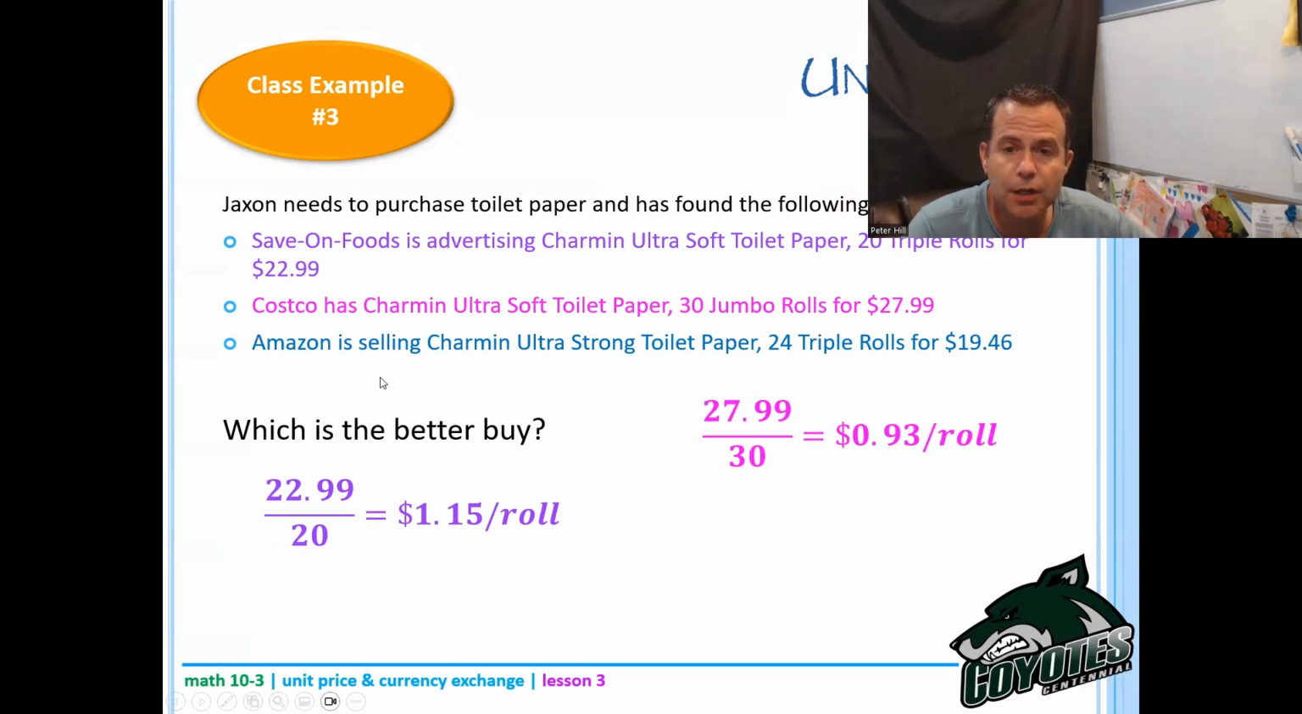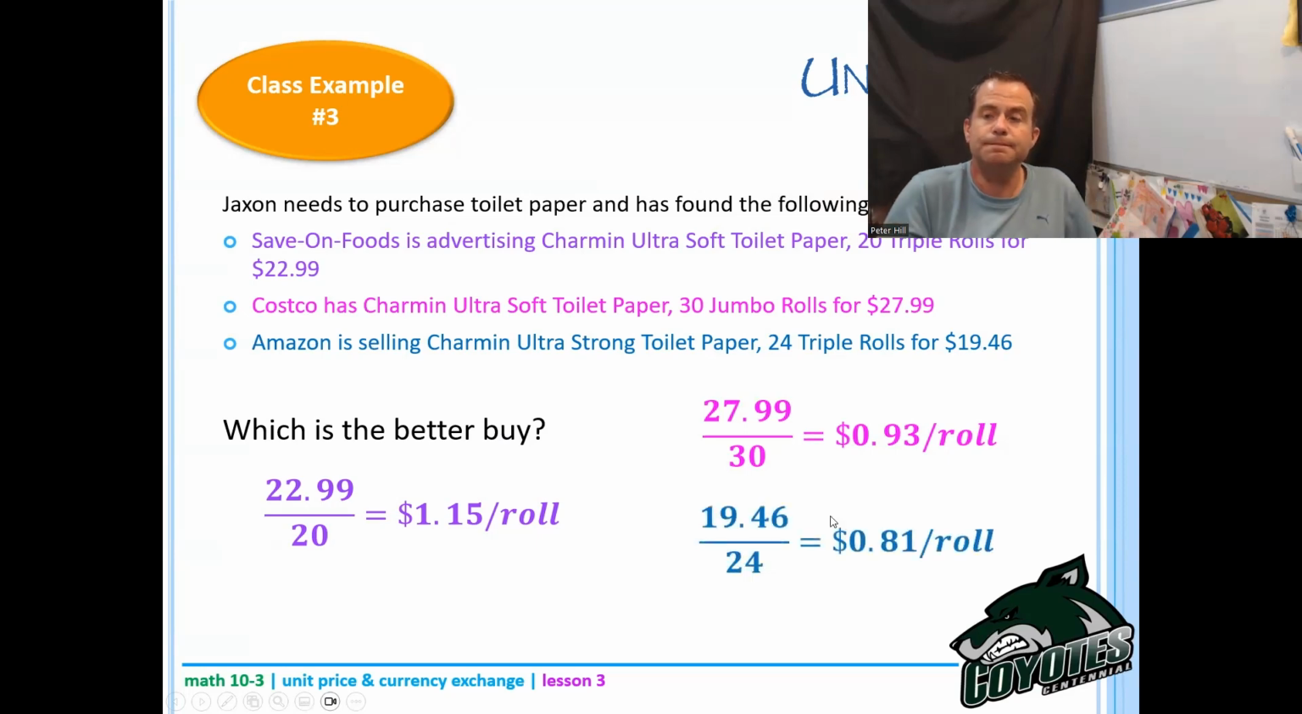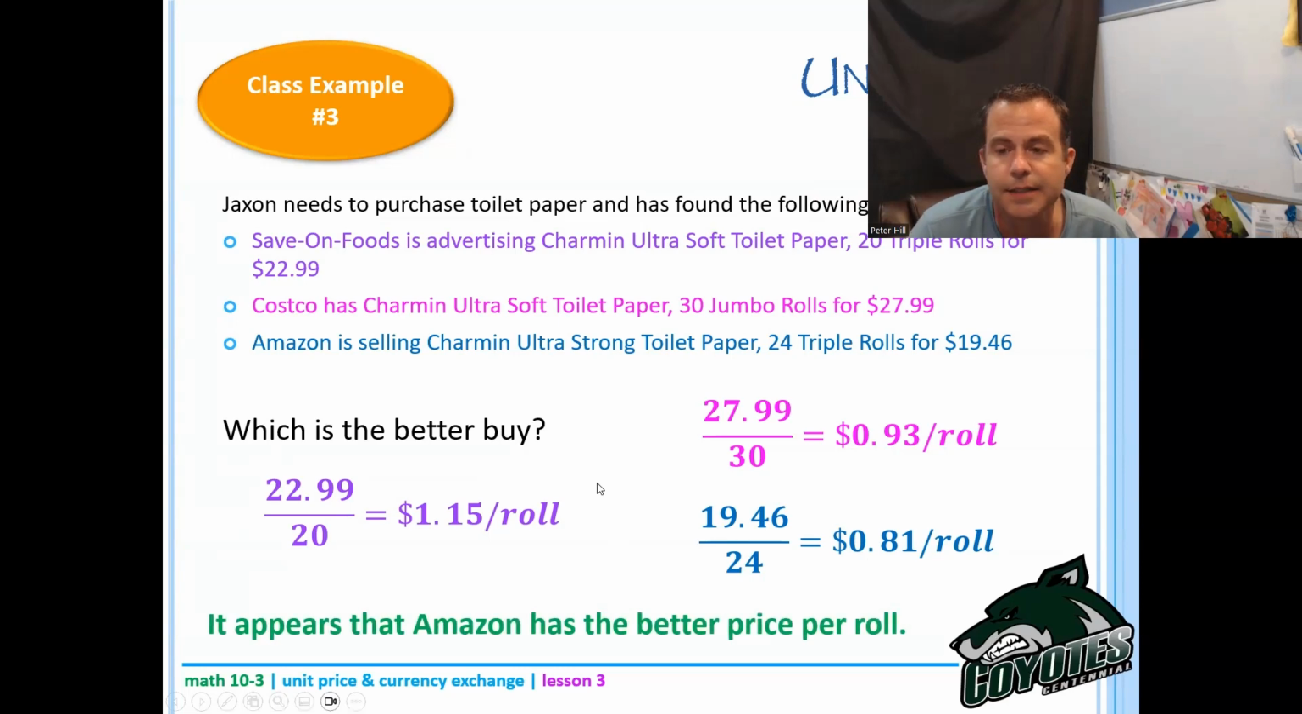And then Amazon, which is in that darker blue here, I've got $19.46 for 24 rolls. So I go 19.46 divided by 24, and that's going to give me 81 cents a roll. So when I compare these prices, 81 cents a roll is the cheapest. So it appears that Amazon has the better price per roll.